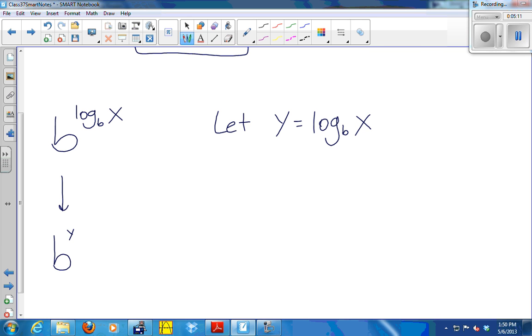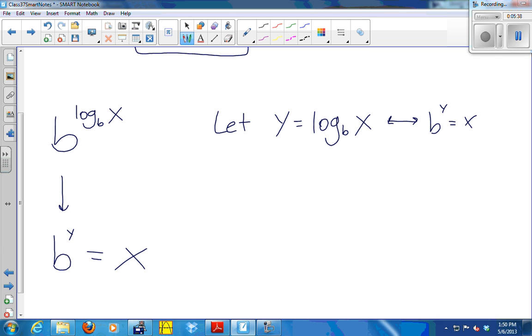But if y equals log base b of x, this is a log equation. Could you change it to a different equation that is exponential that has the same information? b to the y equals x. So if I replace log base b of x with a y, I get b to the y, which equals x.